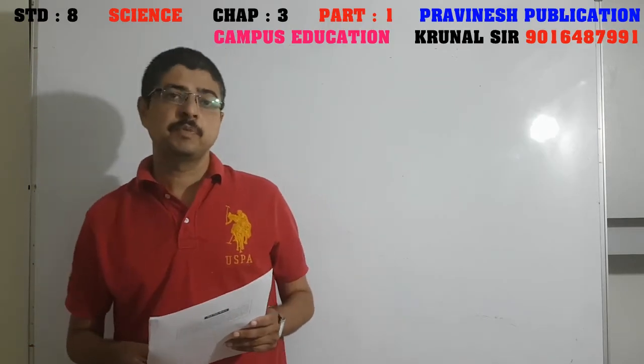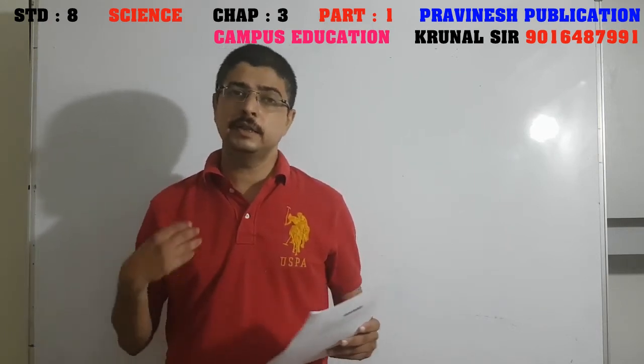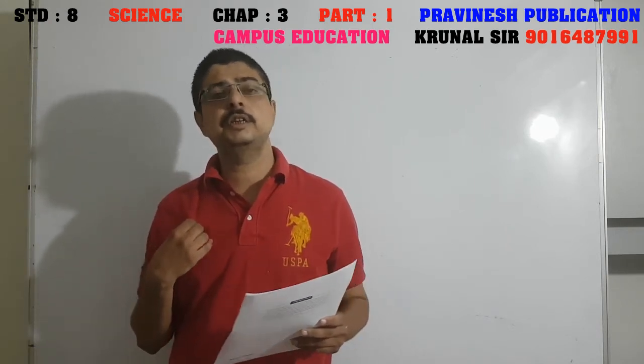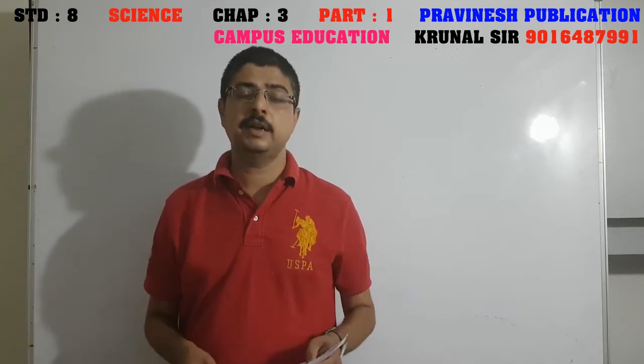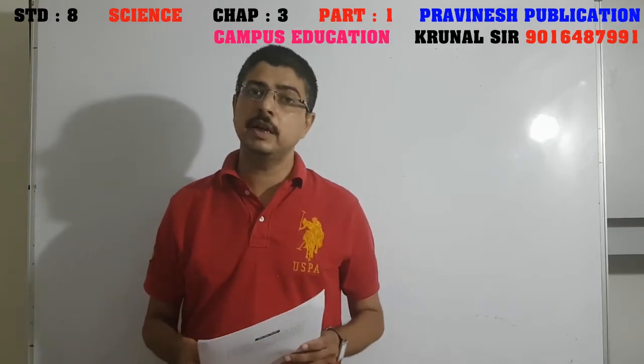Friends, in the textbook, table 3.1 is given. In the first, let me say, this is a t-shirt. This t-shirt is made up of cotton, which is a natural fiber. Second, our mother's sari. She wears a sari made up of silk. So silk is also a natural fiber.